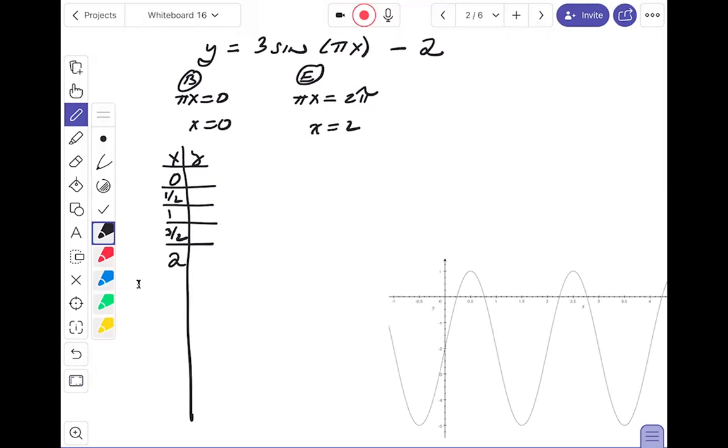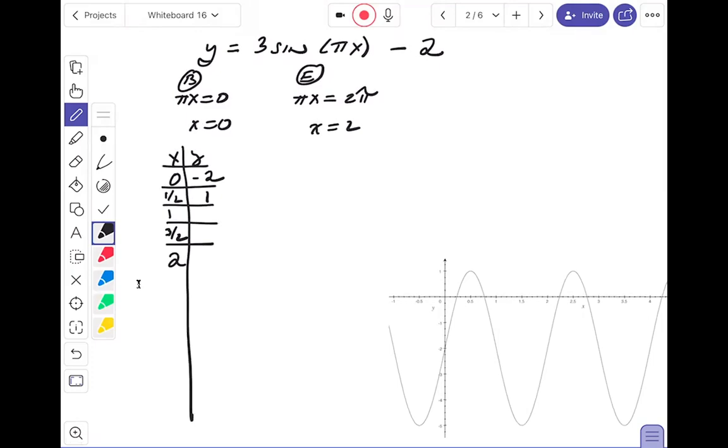And I'm going to put the 0 down. A very easy point. And, pi times 0 is 0. Sine of 0 is 0. 3 times 0 is 0. So I get -2. All right. Let me go to the half. And if I did that pi over 2, that sine of pi over 2 is 1. So it's going to be 3 minus 2, which is 1. All right. Now I go to 1.